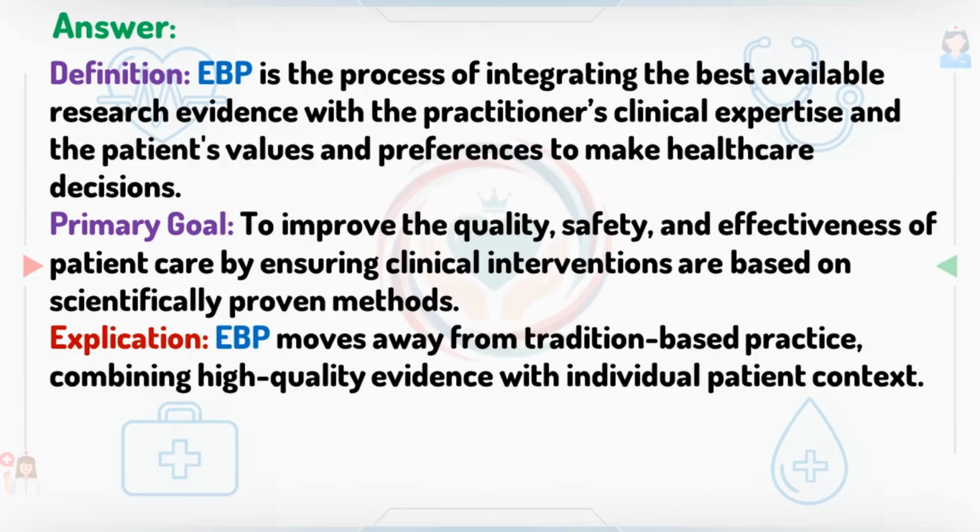Definition. EBP is the process of integrating the best available research evidence with the practitioner's clinical expertise and the patient's values and preferences to make healthcare decisions. Primary goal: to improve the quality, safety, and effectiveness of patient care by ensuring clinical interventions are based on scientifically proven methods. Explication. EBP moves away from tradition-based practice, combining high-quality evidence with individual patient context.